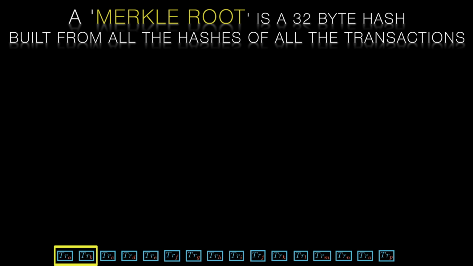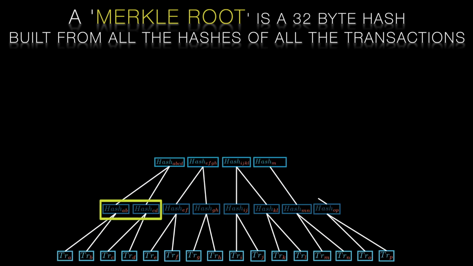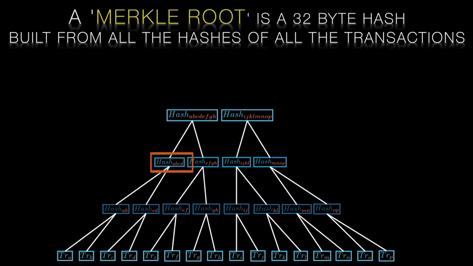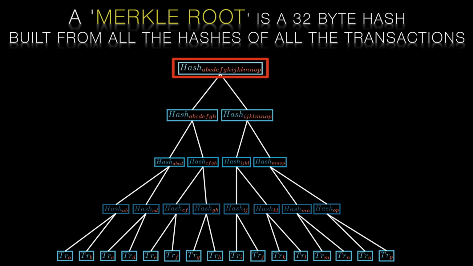We then do the same thing again and again. Concatenate each pair of digests into a 64-byte string and hash again, remembering to copy the last digest if we have an odd number, so it makes a pair with itself. We carry on this process of pairing and hashing until we're left with only one digest. This is called the Merkle Root.